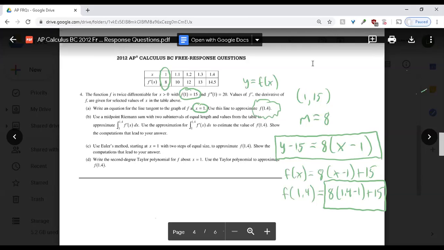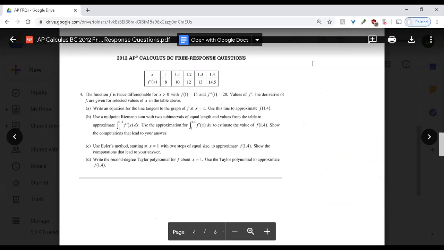Okay, so other question, or that's okay for number 4? Okay, other questions here. Can you do B? Let's look at B. So I'm gonna clear this out.